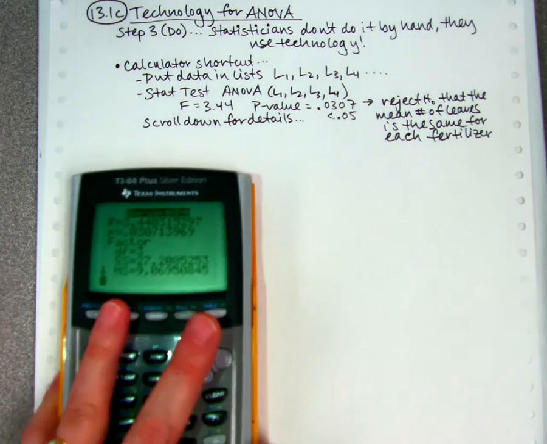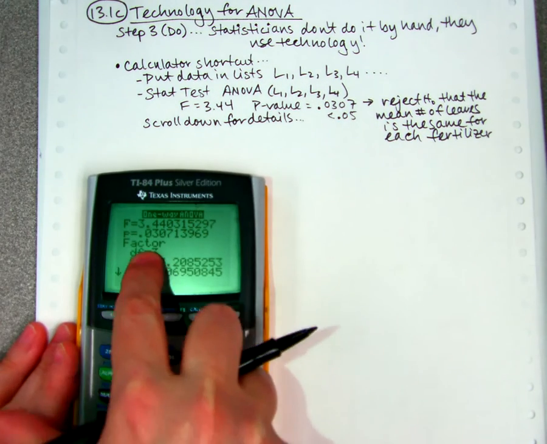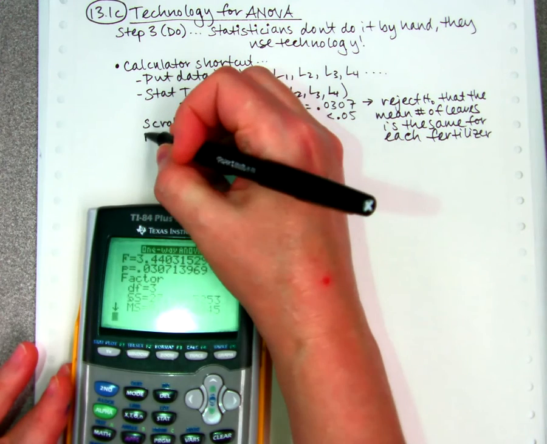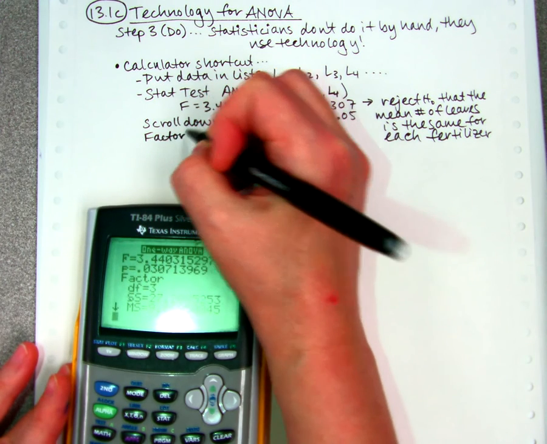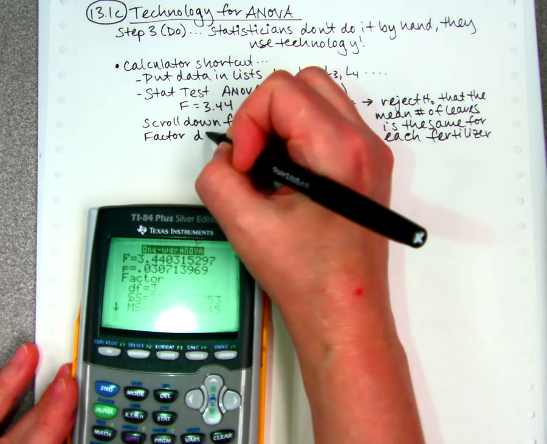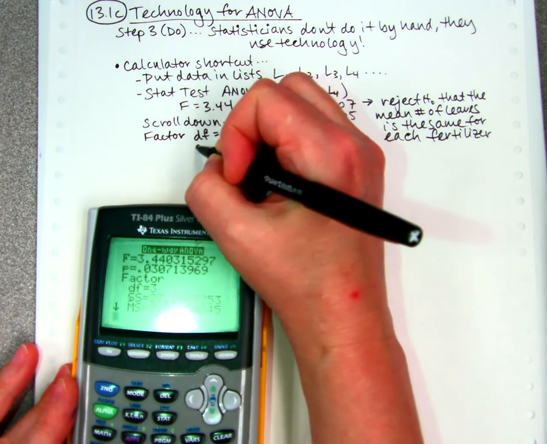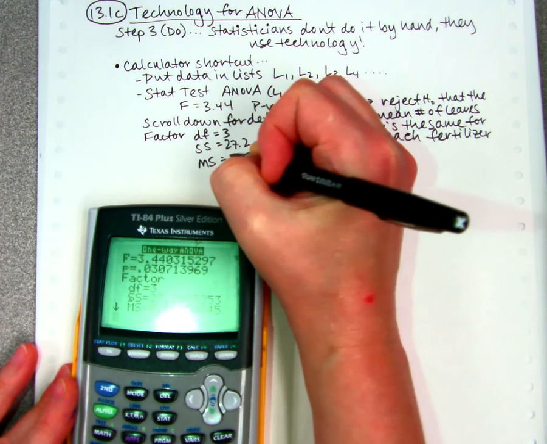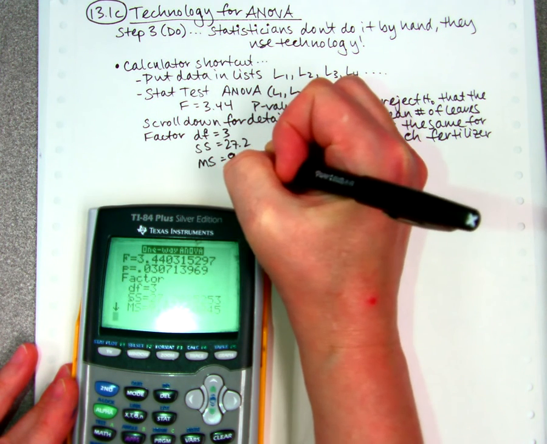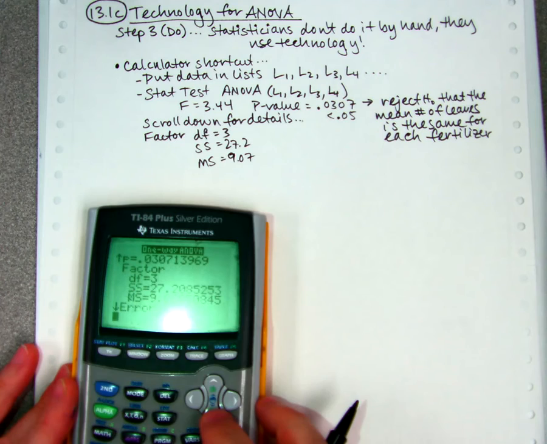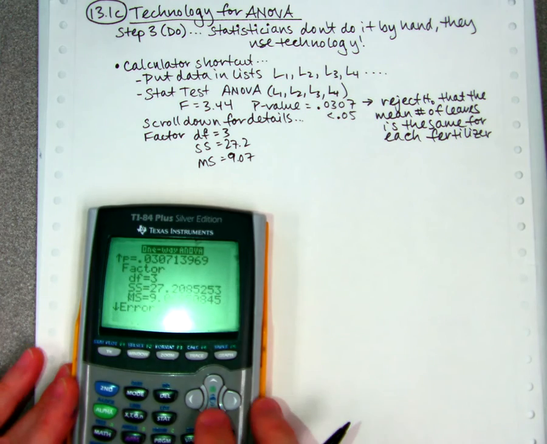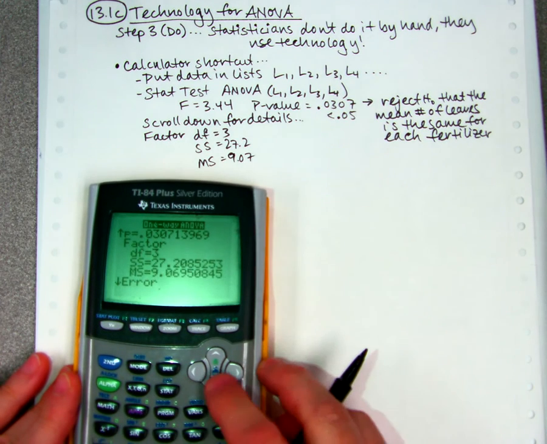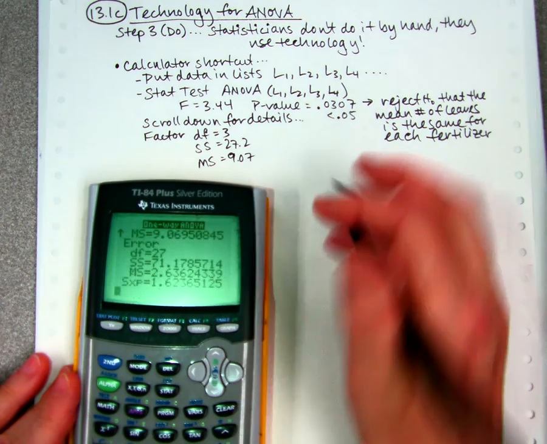So what else does it tell us? It has this section called factor, which I'll talk about what that means in just a minute. And it tells us that for factor, the DF is 3, and SS is 27.2, and MS is 9.07. And if I keep going down, then it has another section. Can you see this? Yes, you can. Then it has another section that says error.